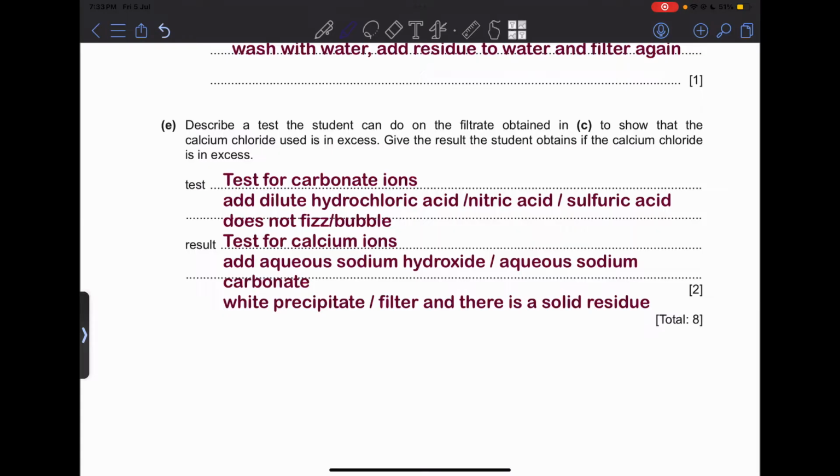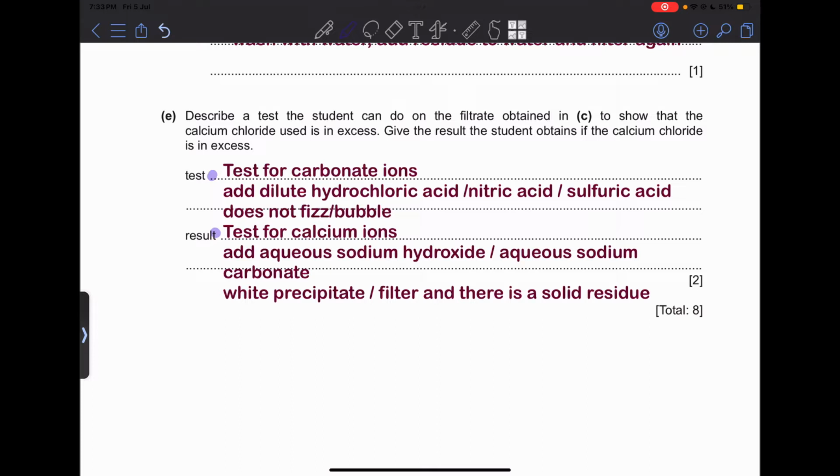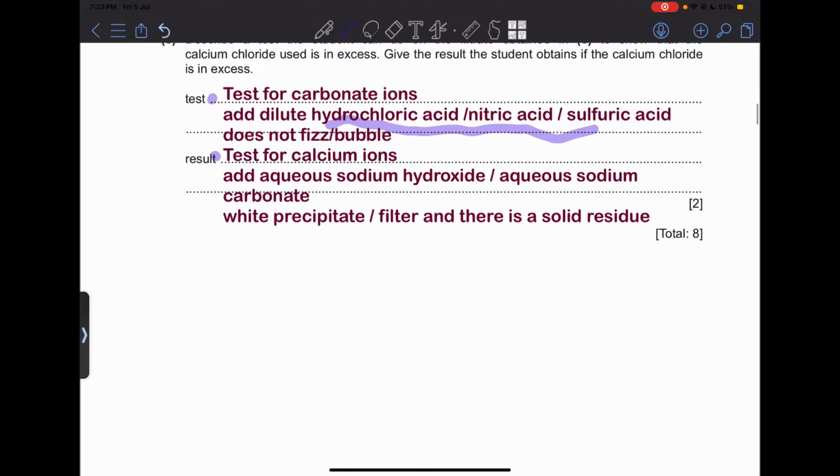So there are two tests you can make. There is a test for either carbonate ions or calcium ions. So for carbonate ions, you can add dilute hydrochloric acid or nitric acid, or any acid from the list over here. And if it does not fizz or bubble, then it was used in excess. So test for calcium ions, add aqueous sodium hydroxide or aqueous sodium carbonate, and there can be a white precipitate, or you can filter it. So there is a solid residue that should form if it was used in excess.